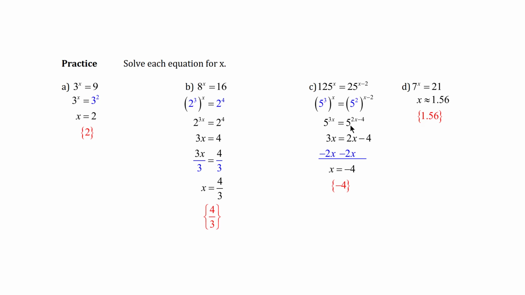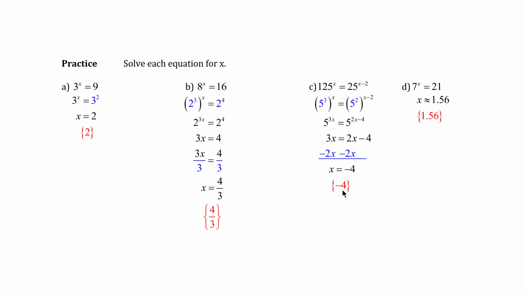From here, we apply the uniqueness property of exponents. We get 3x equals 2x minus 4. Next, we need to move the x variables onto the same side, so I subtracted 2x from both sides of the equation. The result is x equals negative 4. Now we can write our final answer in set notation, so I have a set of curly brackets and negative 4 on the inside.